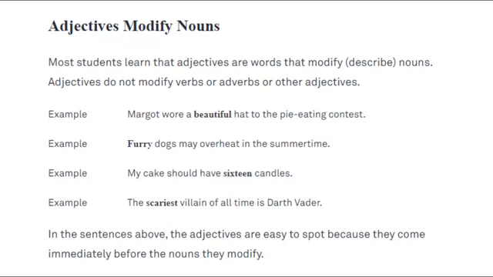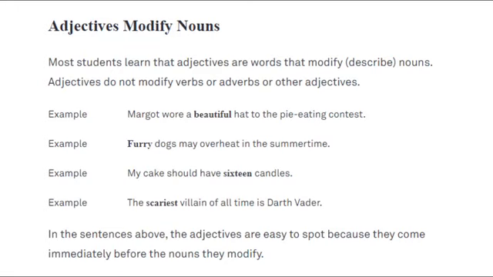Now let's see the next example. My cake should have 16 candles. Here 16 is an adjective. Why? Because it is modifying the noun candles. How many candles? 16 candles. 16 is a number, but any type of number comes under the category of adjective because it describes noun.